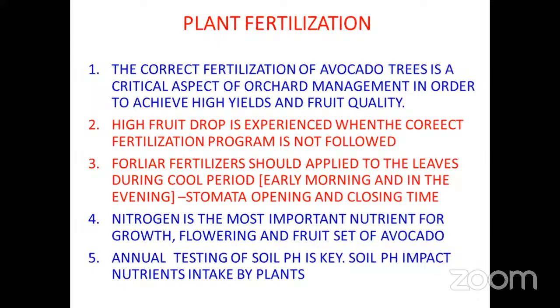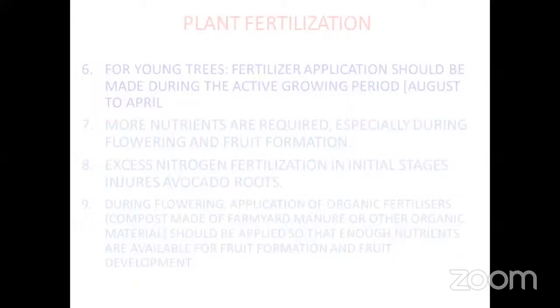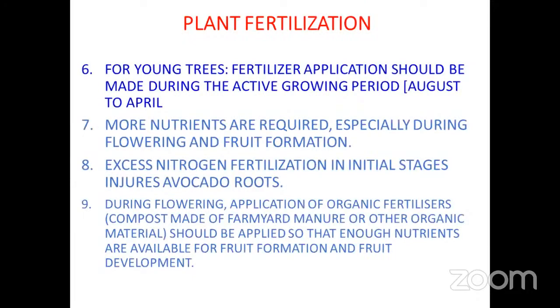For young trees, fertilizer application should be made during the active growing period of August to April. After April, we have the cold season here. The trees are in a mode where they hibernate and nothing is growing. That is a period you can use to prune them, to prepare them.